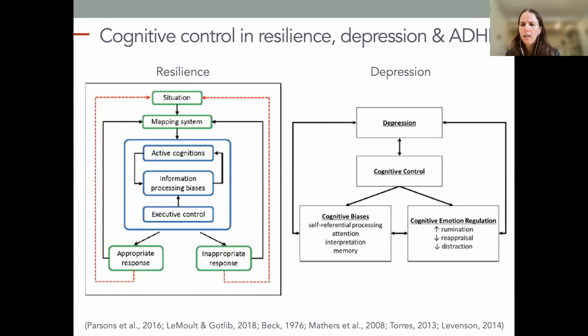And also in depression, there are multiple cognitive models talking about depressive symptomatology, with cognitive control in the center, determining cognitive biases on the one hand, and cognitive emotion regulation, which feeds back into depressive symptoms such as sustained negative mood, which in turn affects cognitive control. And in ADHD, for example, with emotion dysregulation, as we call it in ADHD, similar models suggest a similar central role for cognitive control in these aspects.